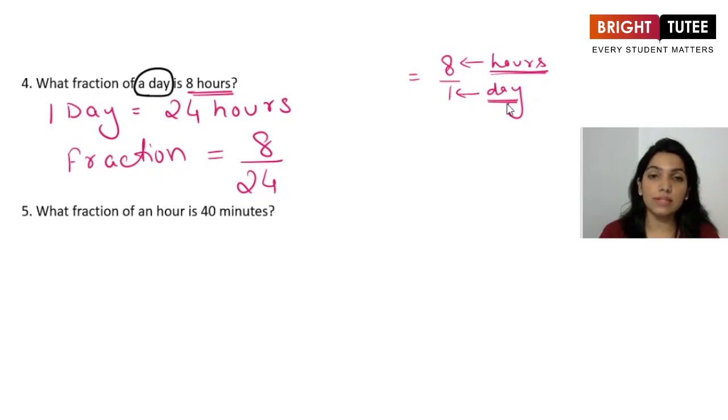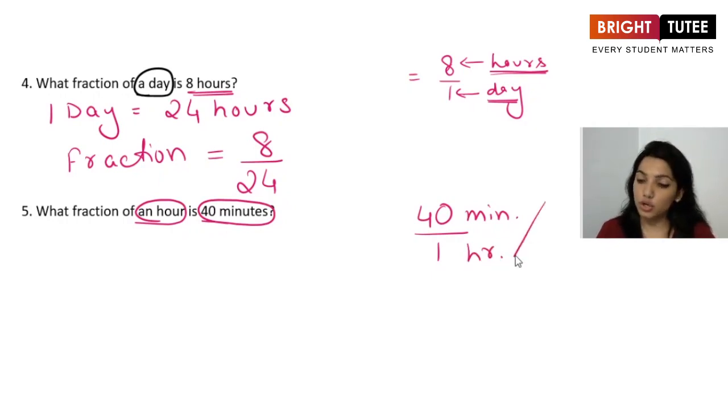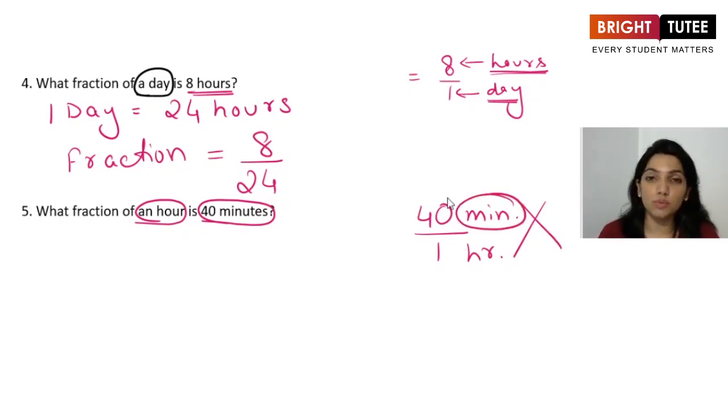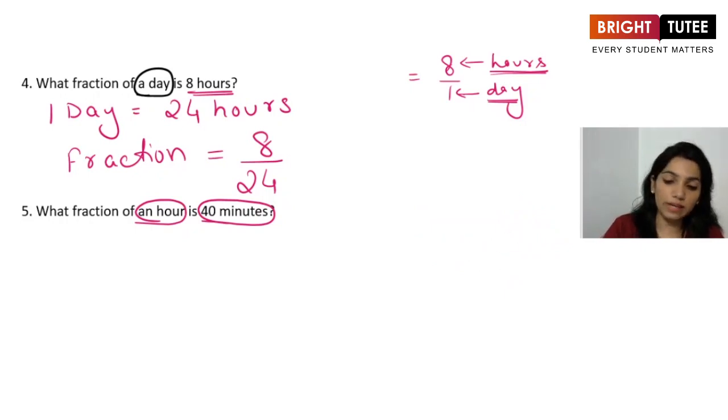Now see the next one. What fraction of an hour? What are we talking about? 40 minutes. What unit is this? 40 minutes. So do you think you can write this as 40/1, where 40 is given in minutes and 1 is given in hours? Do you think this is correct? No, this is absolutely wrong. Why? Because the unit in the numerator is minutes and the unit in the denominator is hour. And as we said, the units need to be equal.